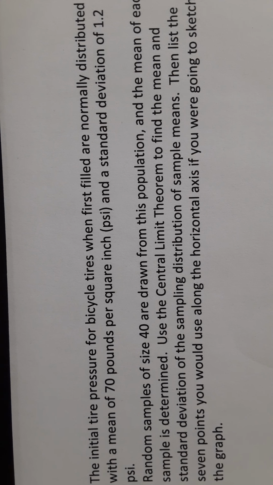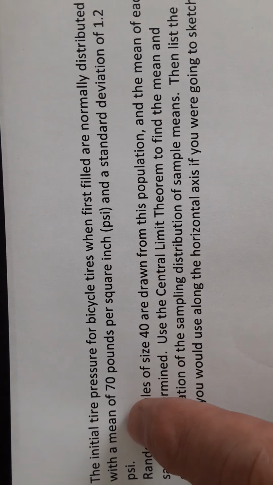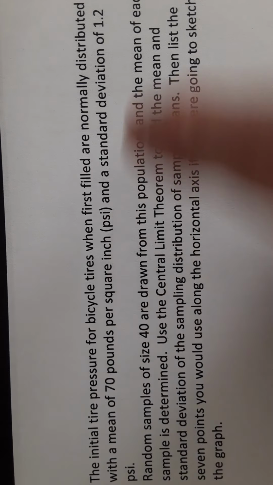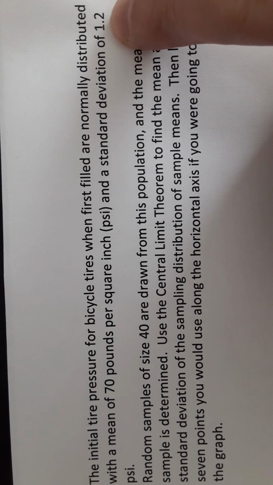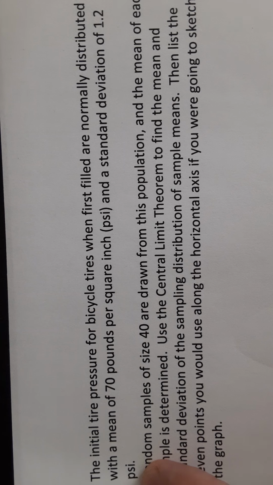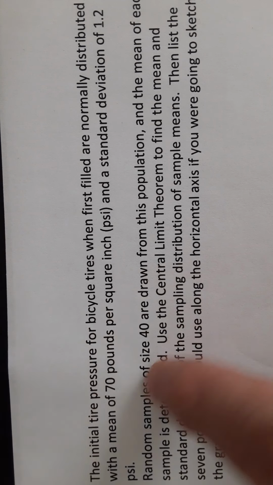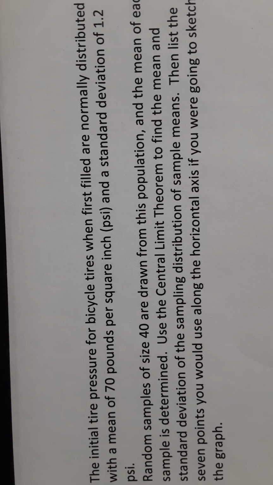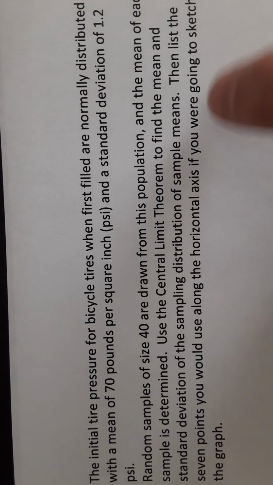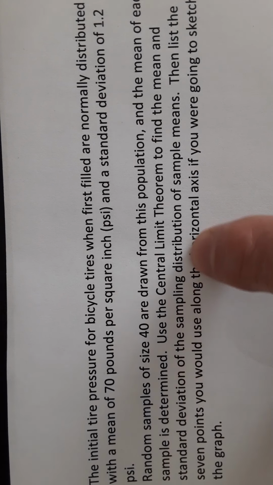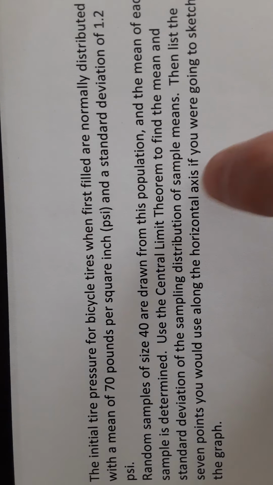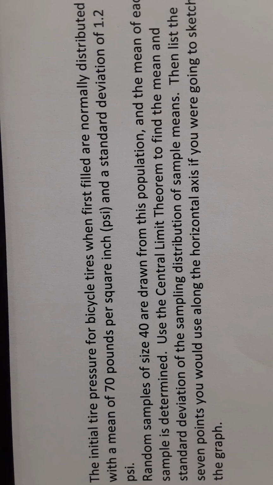So the first question had to do with the initial pressure for the bicycle tires, with a mean of 70 pounds, a standard deviation of the population of 1.2 pounds per square inch, and a sample size. Once you have the sample size, you have to use the central limit theorem. The question asks you for the mean and then the standard deviation of the sampling distribution. The sampling distribution, that was the central limit theorem. Then list the 7 points you would make along the horizontal axis.